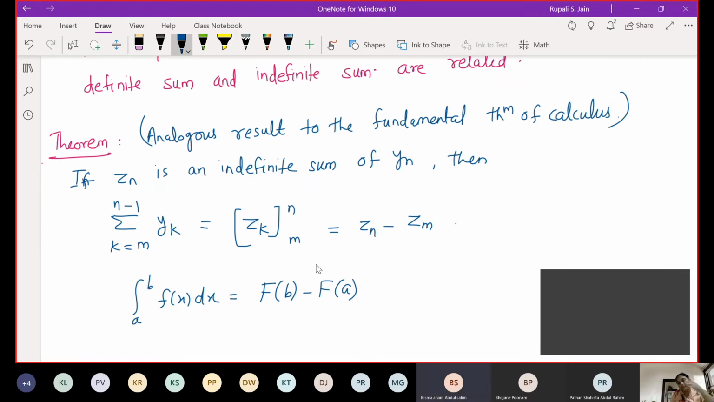What is the relation between them? Are you saying this f and this f should be the same, or some relation? What is the relation? Capital F dash of x is equal to small f of x. That means capital F of x is the integral of f of x. Is it?